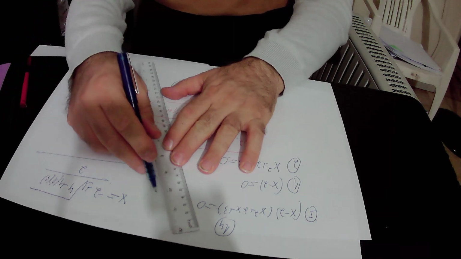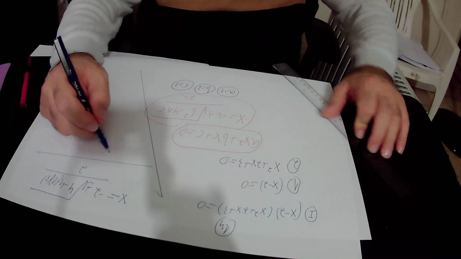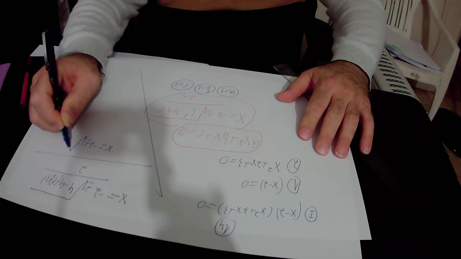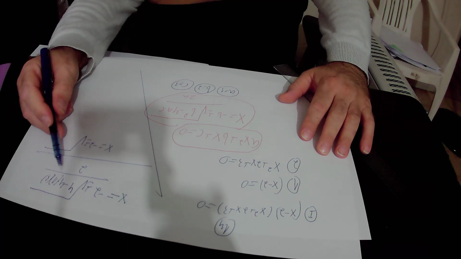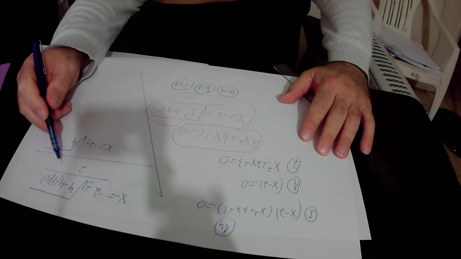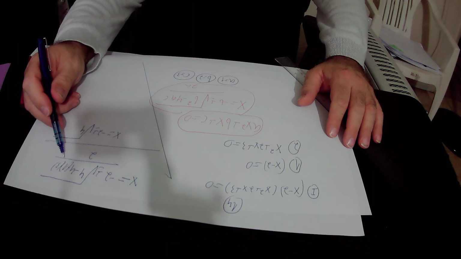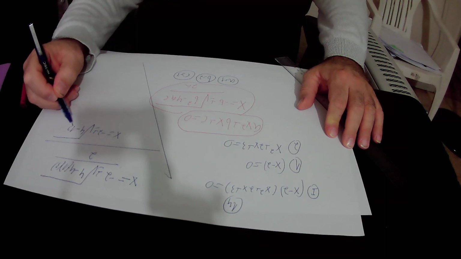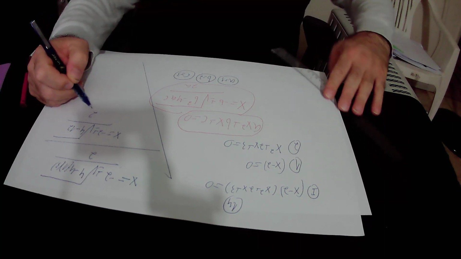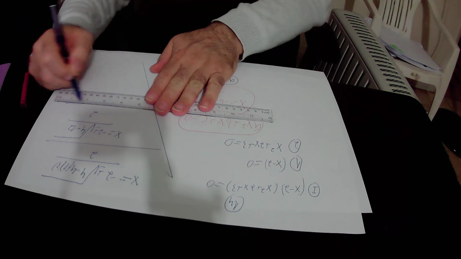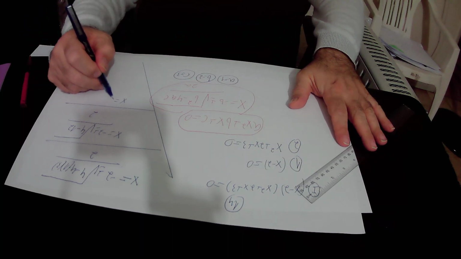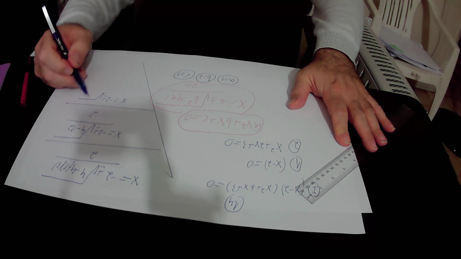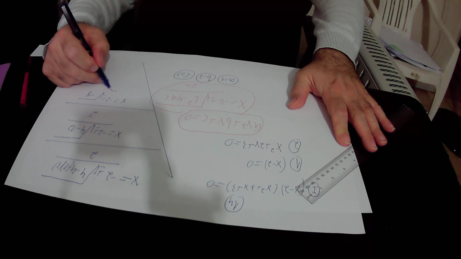So actually x equals minus 2 plus minus root of 4 minus 4 times 1 times 3, which is minus 12, over 2. So we got that x equals minus 2 plus minus root of 4 minus 12, which is minus 8, over 2.